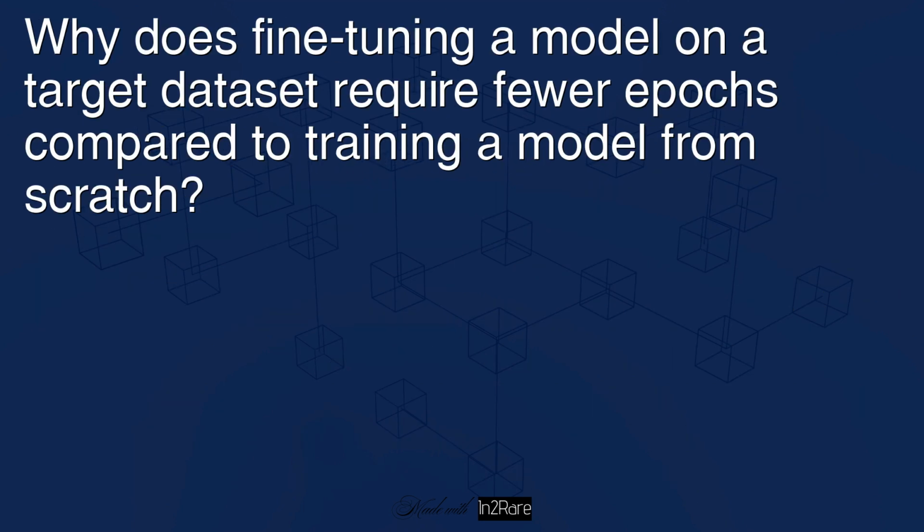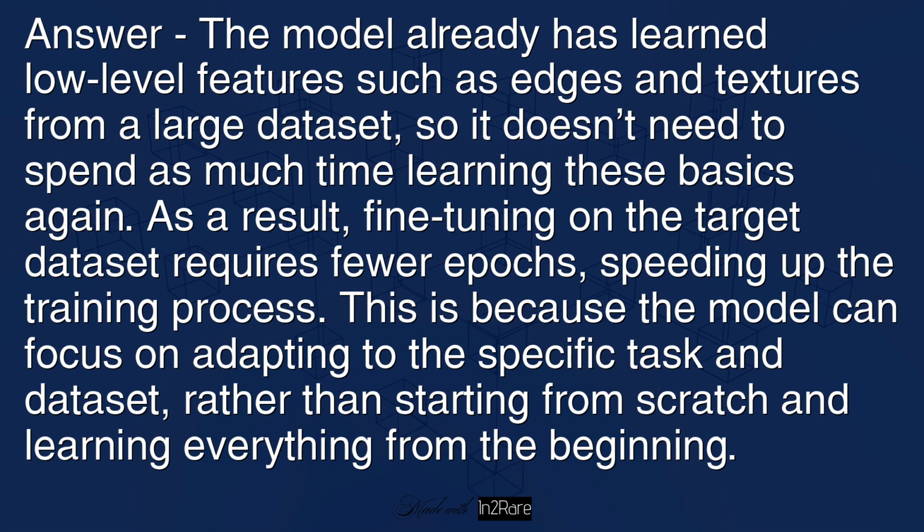Why does fine-tuning a model on a target dataset require fewer epochs compared to training a model from scratch? Answer: The model already has learned low-level features such as edges and textures from a large dataset, so it doesn't need to spend as much time learning these basics again. As a result, fine-tuning on the target dataset requires fewer epochs, speeding up the training process. This is because the model can focus on adapting to the specific task and dataset, rather than starting from scratch and learning everything from the beginning.